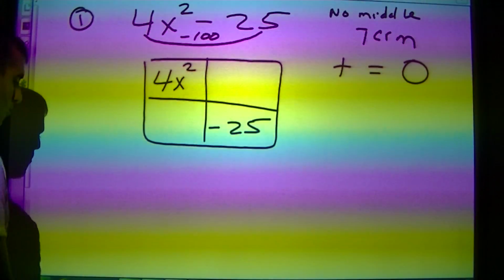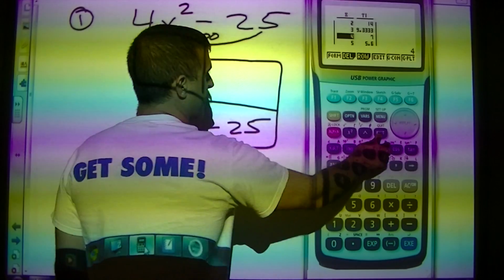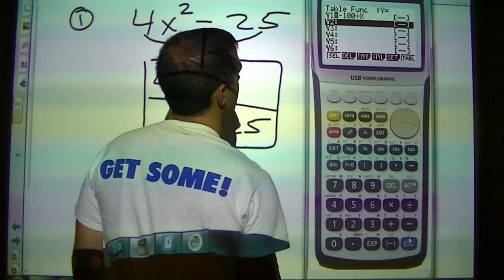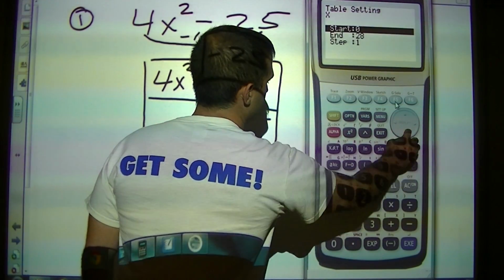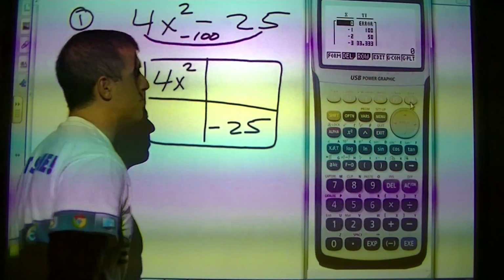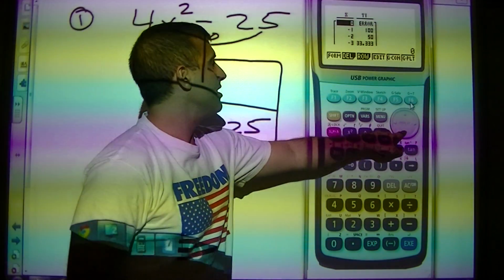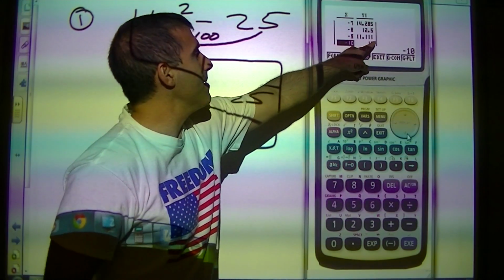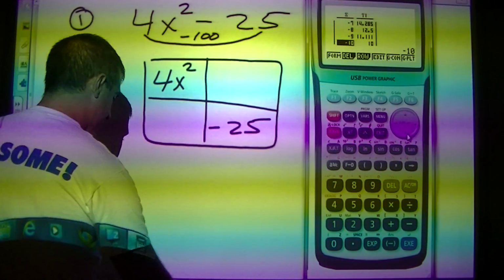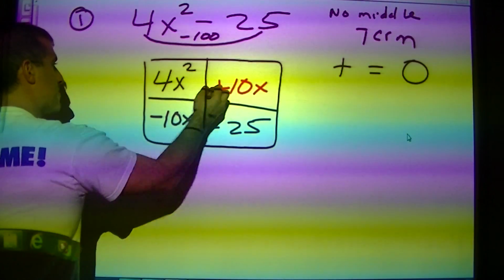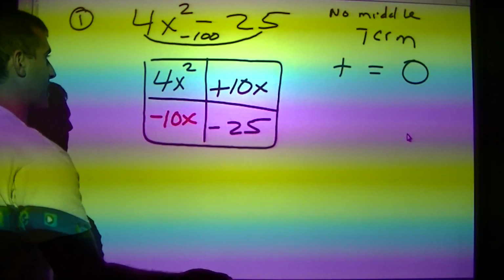So what I'm going to do is go into the calculator, exit, negative 100 divided by x. All right, I'm going to set the table from 0 to negative 100. I'm hitting exit, I'm looking at the table, and I'm looking for the set that would add up to 0. And here's a little tip for you. It's going to be the same number. Negative 10, positive 10. So negative 10x, positive 10x. Why? Because those numbers plus themselves will cancel each other out.